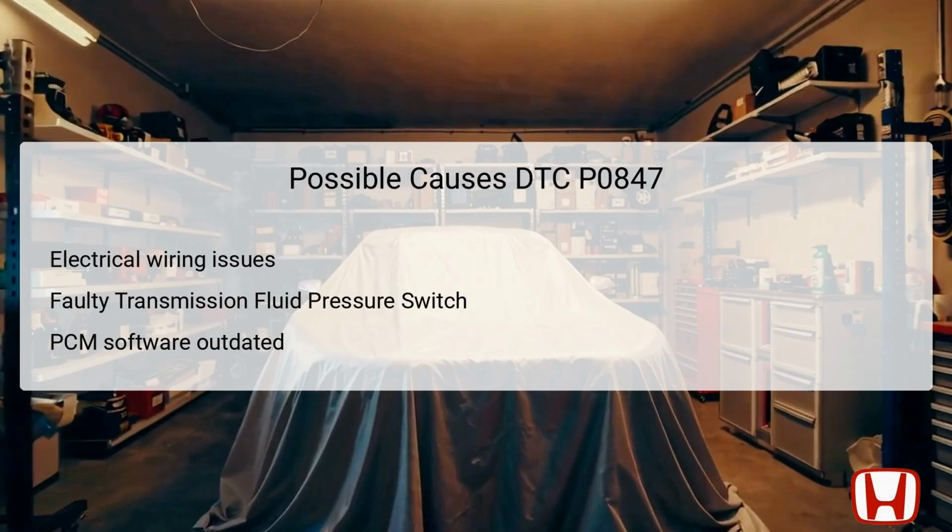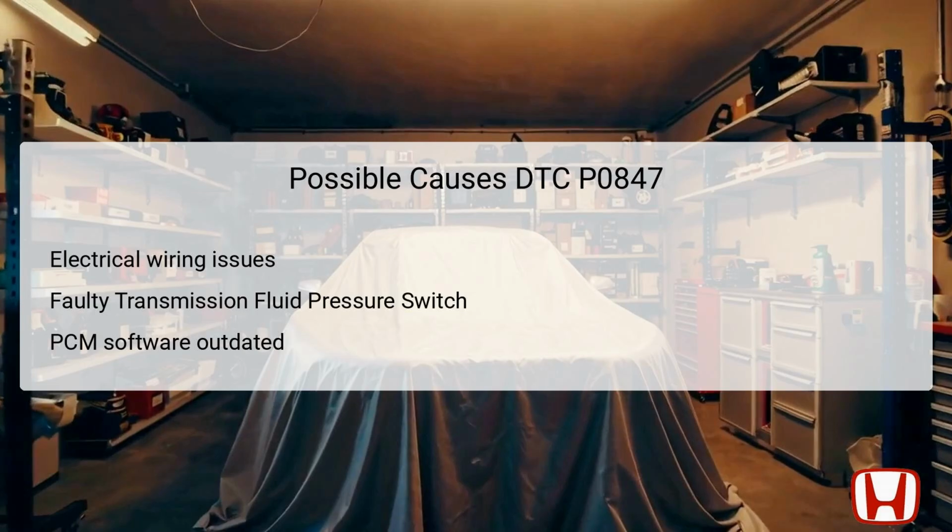Several potential causes for the DTC P0847 may include various electrical problems, such as wiring issues that can manifest as short circuits or broken connections. A faulty transmission fluid pressure switch B itself is also a likely cause, which would require replacement if determined to be defective. Additionally, another possibility is that the powertrain control module, PCM, might have outdated software that is unable to recognize valid signals from the pressure switch properly.